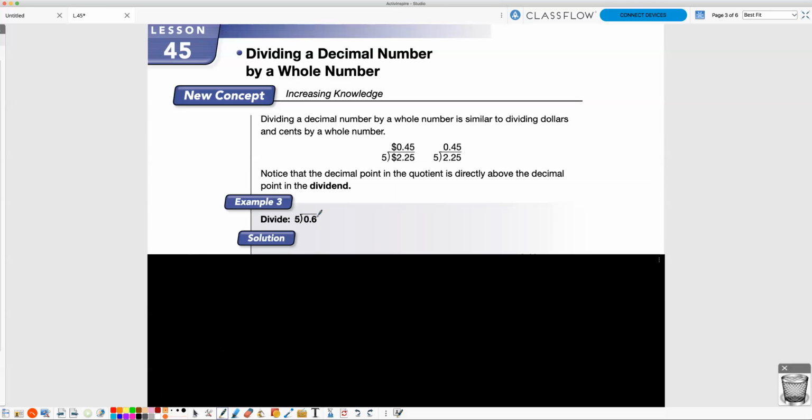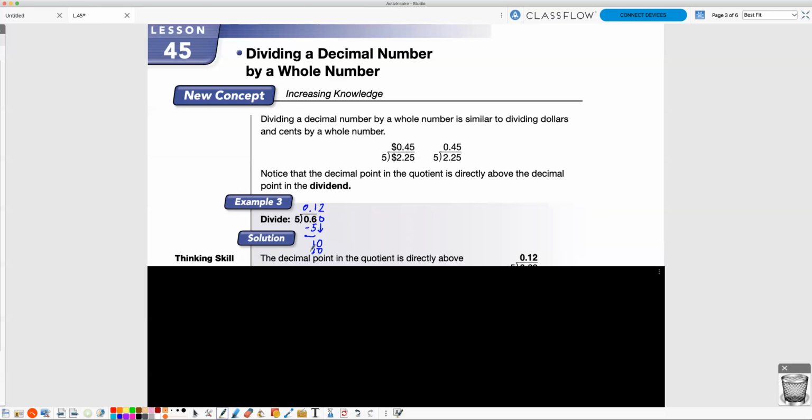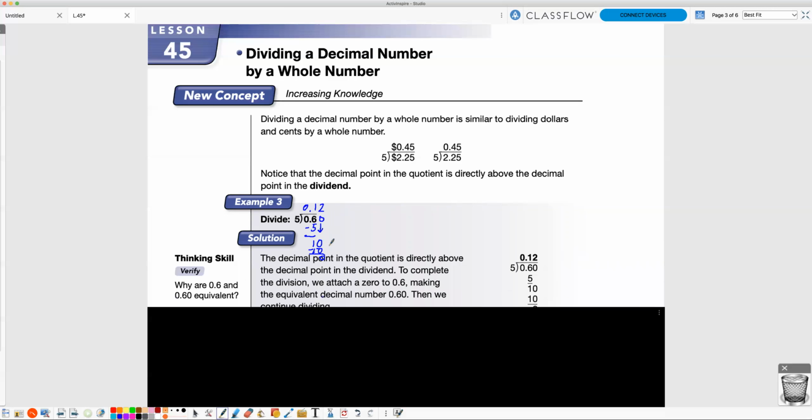Example 3, 6/10 divided by 5. So again, the decimal comes straight up in the answer. 0 divided by 5 is 0. 6 divided by 5 is 1. And 1 times 5 is 5. Subtract it, you get 1. Then you have to add another 0, and you bring that down. And now we have 10 divided by 5. 10 divided by 5 is 2. 2 times 5 is 10. And then we'd end up with 0 left over. Now that's where you're going to end up with the final answer, 12 hundredths.